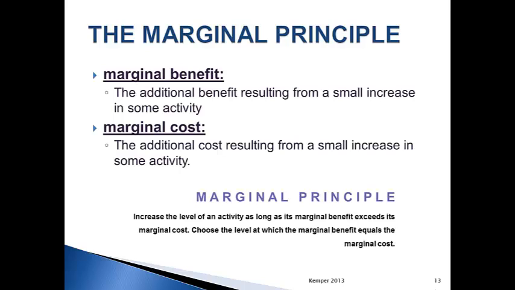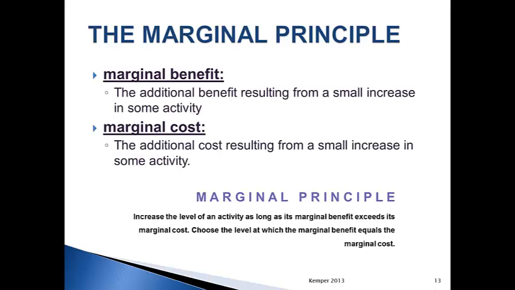Okay, marginal principle. Marginal benefit, the additional benefit. Remember we talked about margin, it's each additional. I gave the example of one candy bar and then another candy bar and another candy bar. The marginal benefit is the additional benefit resulting from a single unit, a small increase in some activity. That's the happiness you get. So if I buy one more candy bar, that's the taste I get. It makes me happy, right?